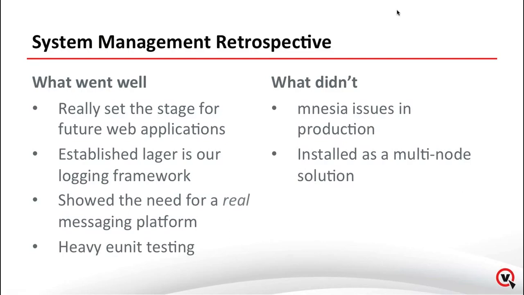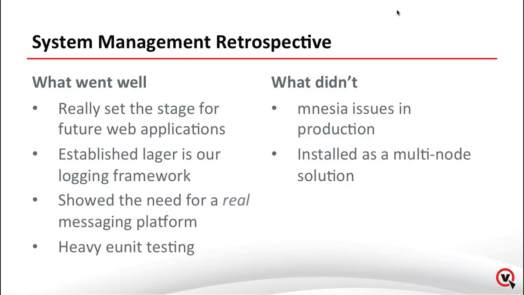So, listed on the good side of the table here is the line showing the need for a real messaging platform. And that actually sounds like it might be a bit of a negative, to have shown that we needed something that we didn't have. But in the long term, it was a real positive.